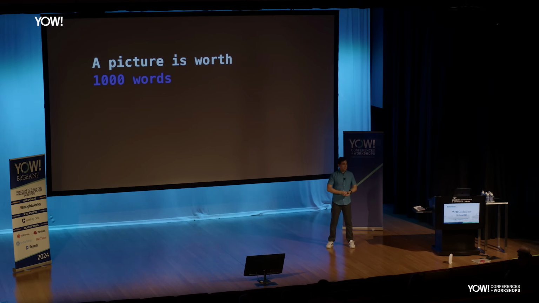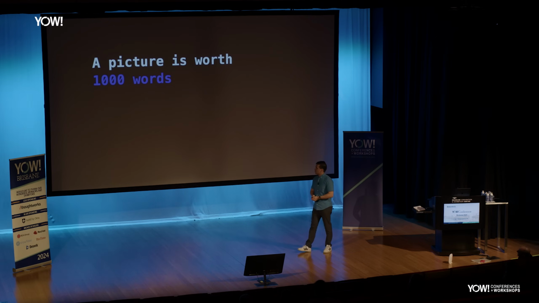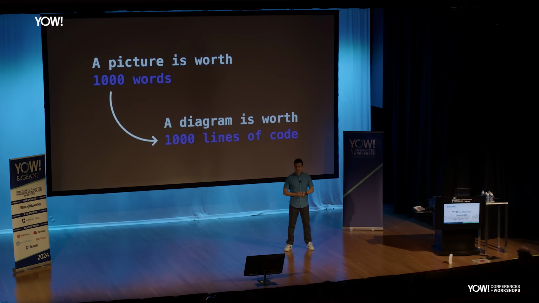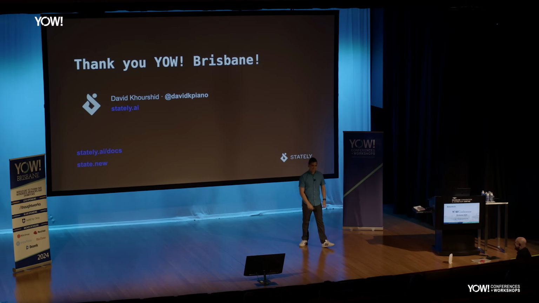But yeah, in general, a picture is worth 1,000 words, and a diagram, at least to me, is worth 1,000 lines of code. And if I want you to take anything away from this talk, label your arrows. Thank you very much.